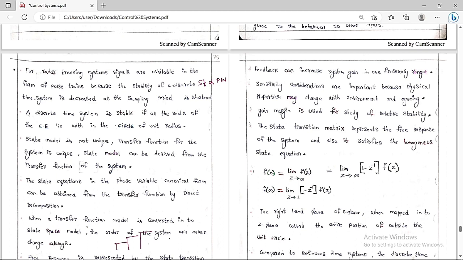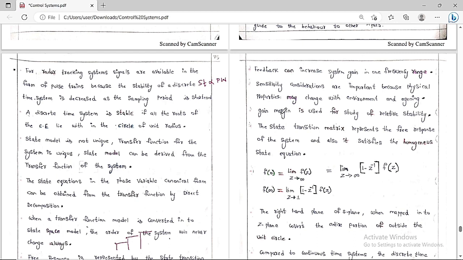The next point is that feedback can increase the system gain in one frequency range. I've already told you, positive feedback is going to increase the gain, whereas negative feedback is going to decrease the gain. So feedback is going to increase the system gain in one frequency range.